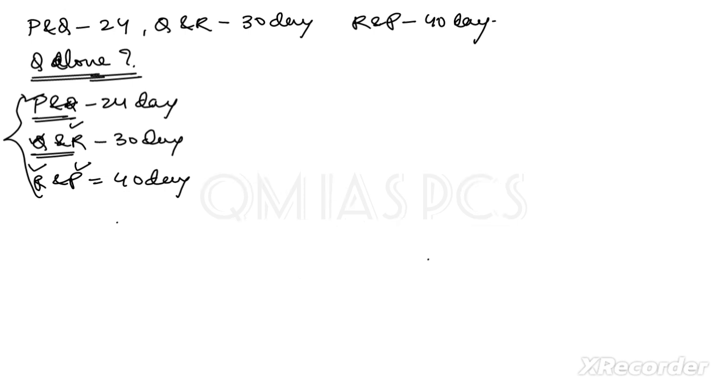Okay, so in this method, first we have to take the LCM of these three numbers. When you take the LCM of these three numbers, it will be 120. So that means 120 works are there. So for P and Q it will be how many work per day? 120 divided by 24. It will be 5 work, so you can say 5 units of work. For Q and R it will be 120 divided by 30, it will be 4 work. Similarly for R and P it will be 3 work.